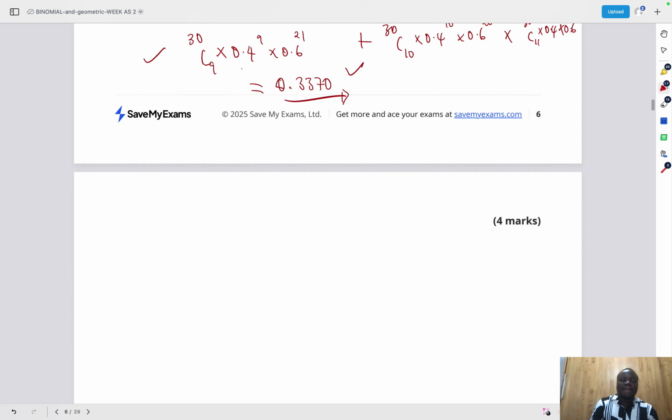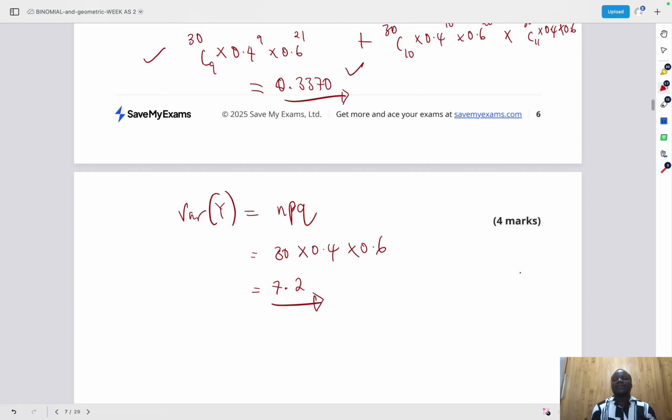Remember we said variance of y in this case is equal to npq. So our n is 30 times the probability of success times the probability of not being successful. So 30 times 0.4 times 0.6, we get 7.2. So that's our variance. If they ask for standard deviation, we would have just done the square root of 7.2.